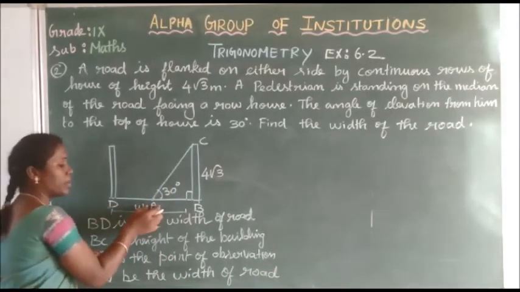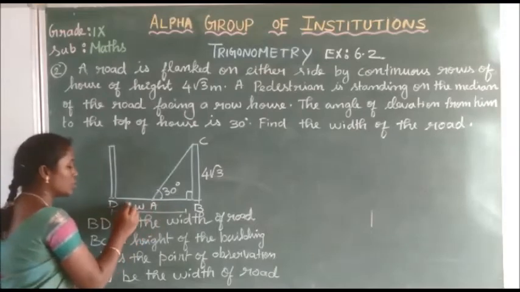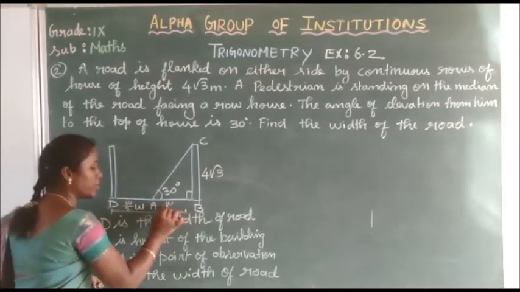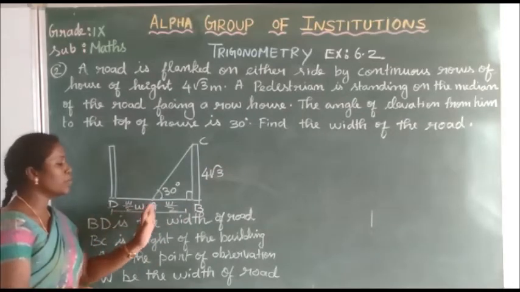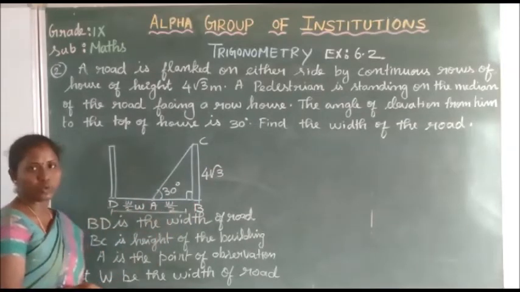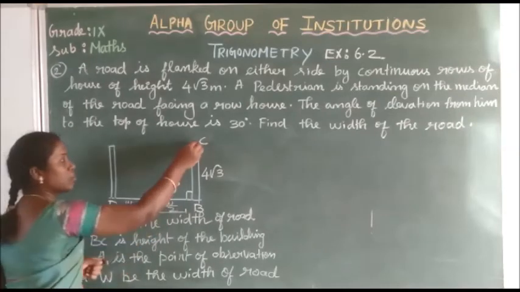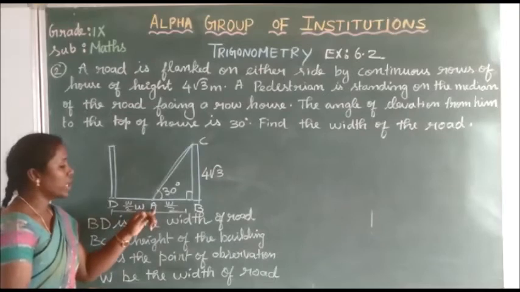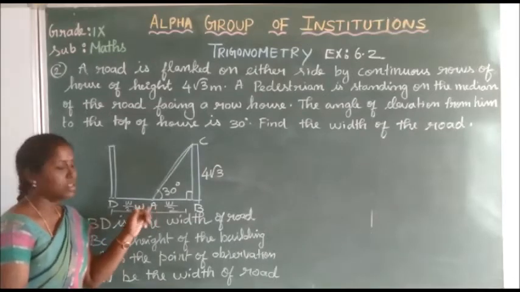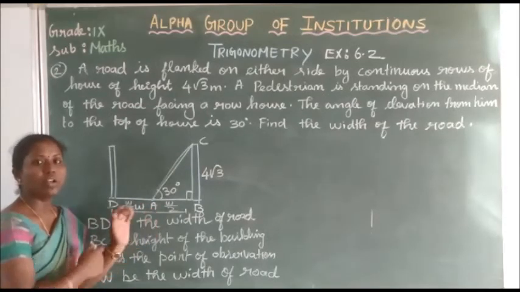A person is standing in the middle of the road. Middle means the road is divided as W by 2 and W by 2. Before him and after him, on this side also, it is W by 2, because he is standing in the middle. Why are we dividing like this? I am going to consider just this triangle alone to find the width of the road. So a road is given, he is standing in the middle, and I am taking the whole road width as W.